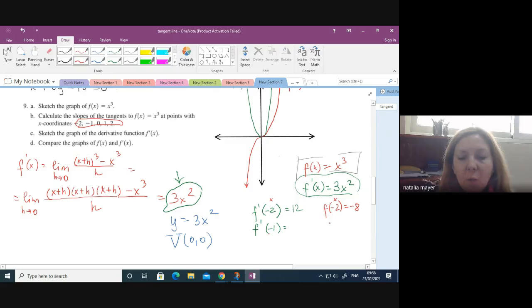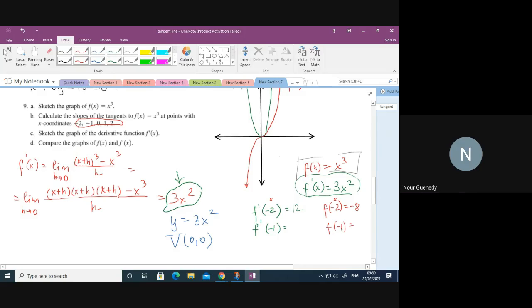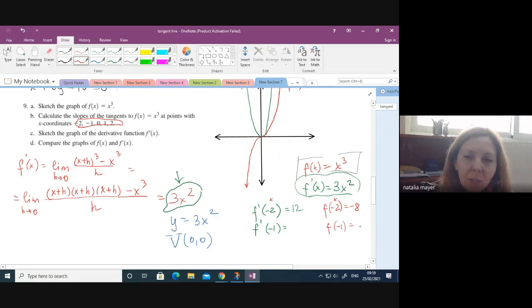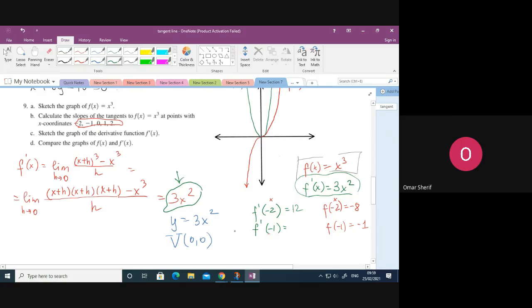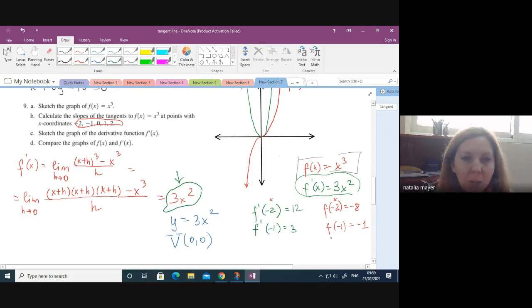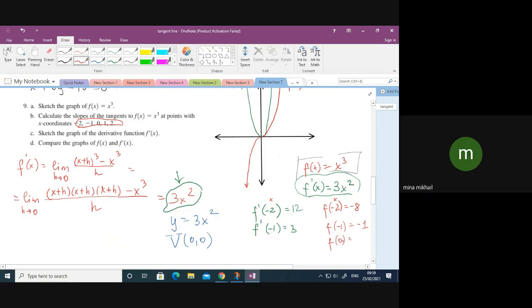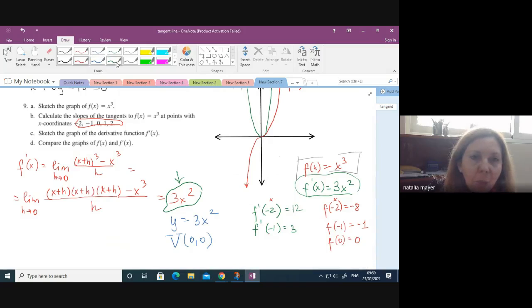f of -1. What's f of -1? It's -1. Omar, what's f prime of -1? 3. And one more time, last time. f of 0. It's going to be 0. And what's f prime of 0?